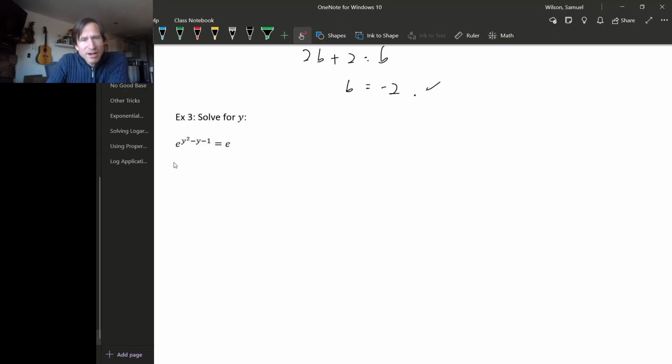This time it looks like our exponentials are base e, so we should use the natural logarithm. So natural log over here, natural log over there. And since both of these exponentials are base e, the natural log just grabs the exponent off of exponential base e, because natural log is logarithm base e. Okay, so on the left-hand side, we get y squared minus y minus 1. And on the right-hand side, natural log of e, right? e is e to the 1, so natural log just grabs that 1.